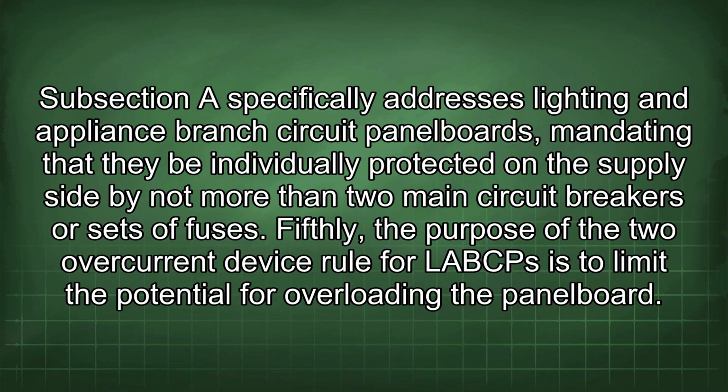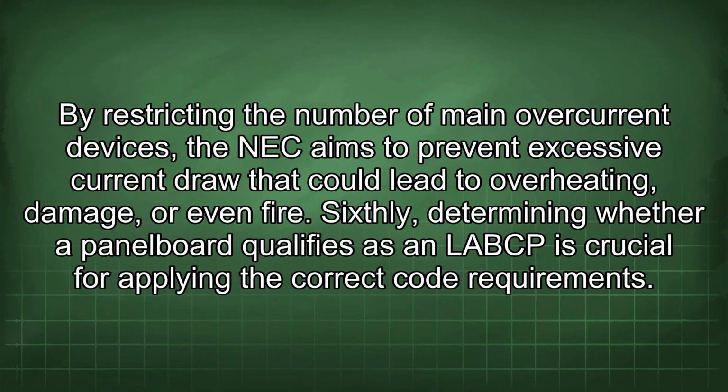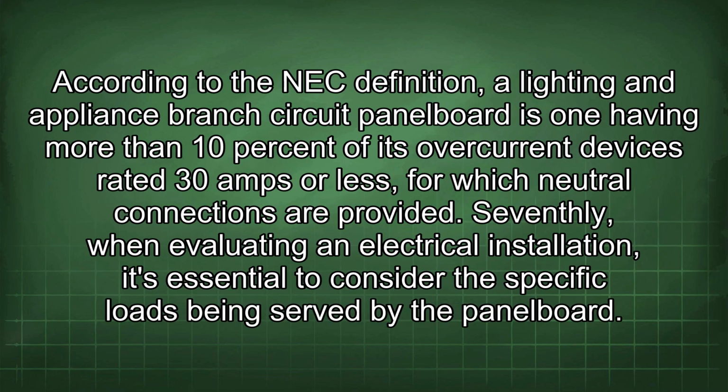Fifthly, the purpose of the 2 overcurrent device rule for LABCPs is to limit the potential for overloading the panel board. By restricting the number of main overcurrent devices, the NEC aims to prevent excessive current draw that could lead to overheating, damage, or even fire. Sixthly, determining whether a panel board qualifies as an LABCP is crucial for applying the correct code requirements. According to the NEC definition, a lighting and appliance branch circuit panel board is one having more than 10% of its overcurrent devices rated 30 amps or less, for which neutral connections are provided.